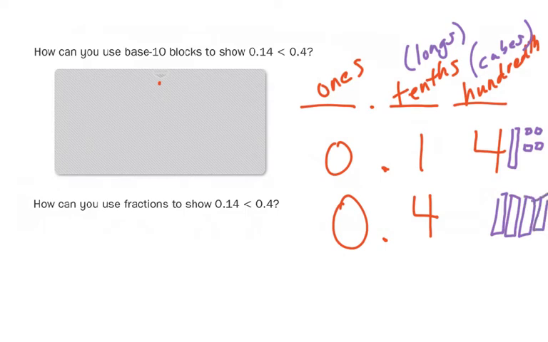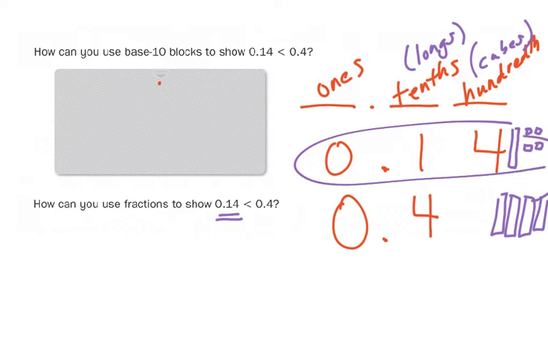How could I use fractions to show the same thing? So on your whiteboard, show with fractions that 14 hundredths is less than 4 tenths. Go ahead and write that on your whiteboard.